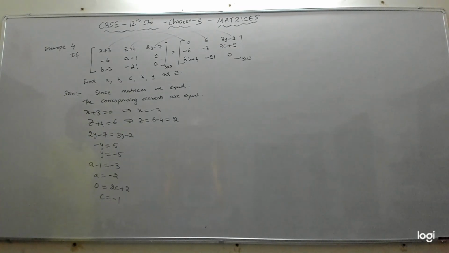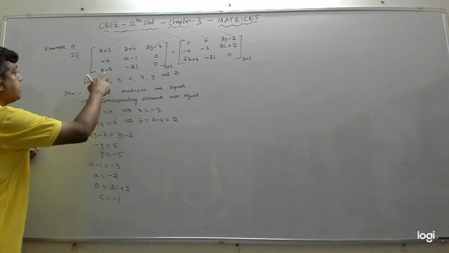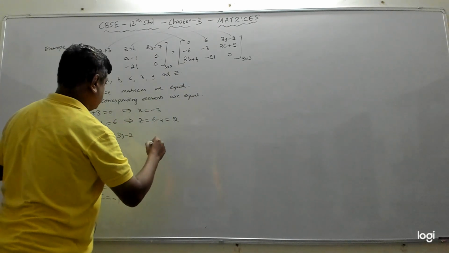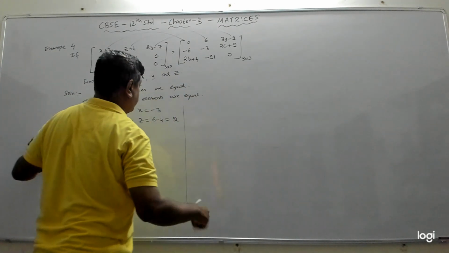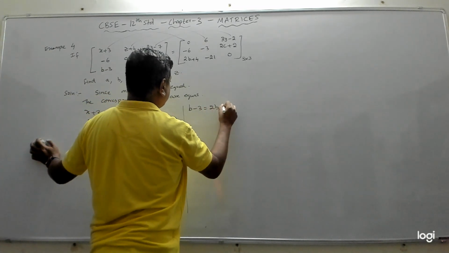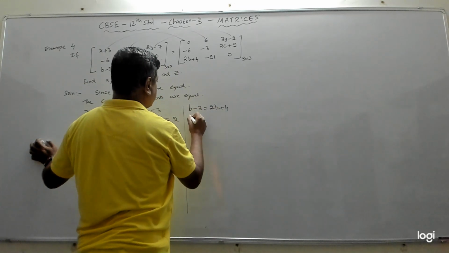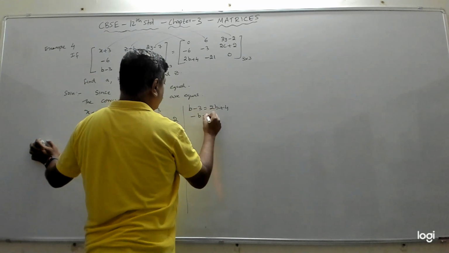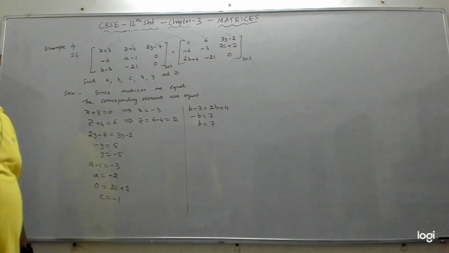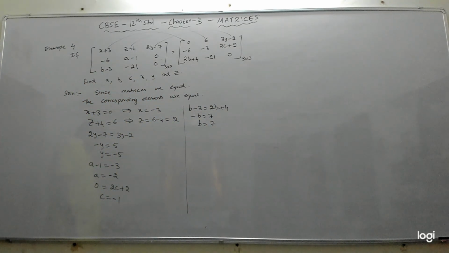Then b minus 3 equal to 2b plus 4. So b minus 3 equal to 2b plus 4. This b comes here, so minus b equal to 7. So b is equal to minus 7.